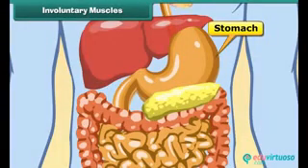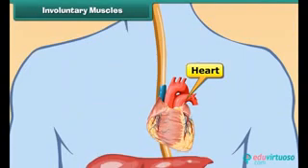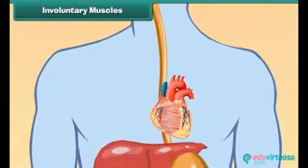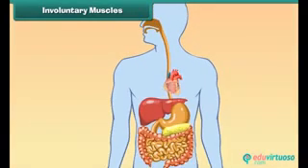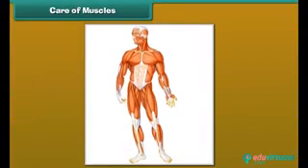The functions of the stomach, intestines, heart go on in a fixed manner. The functioning of these organs is not dependent on our wishes. Such muscles are called involuntary muscles, and their movements are called involuntary movements. For good health, it is important that our muscles are strong and functioning efficiently.